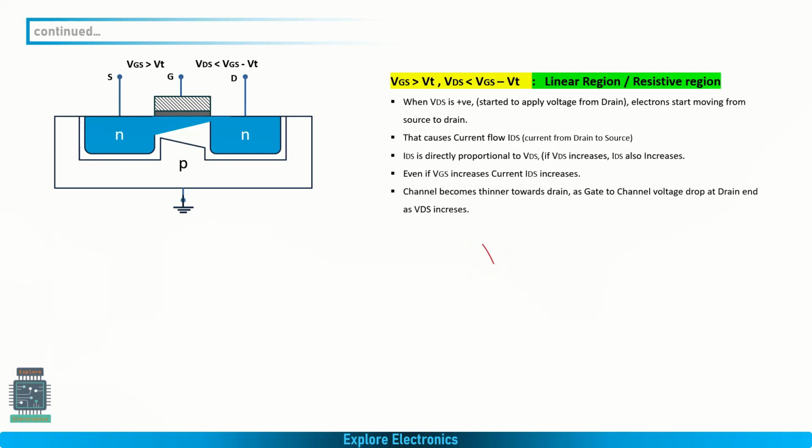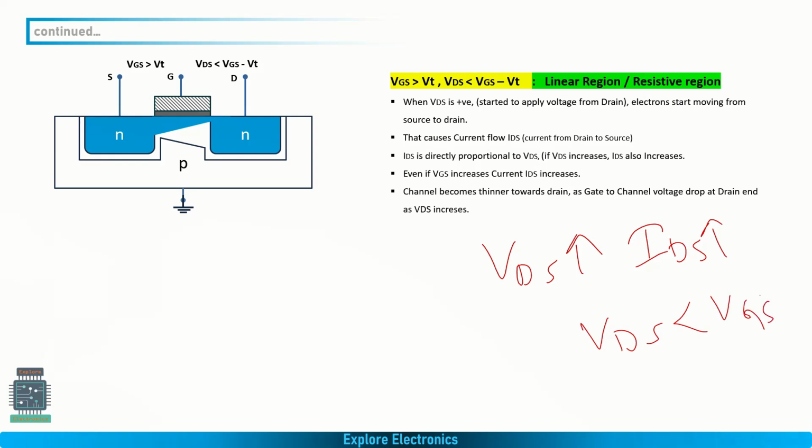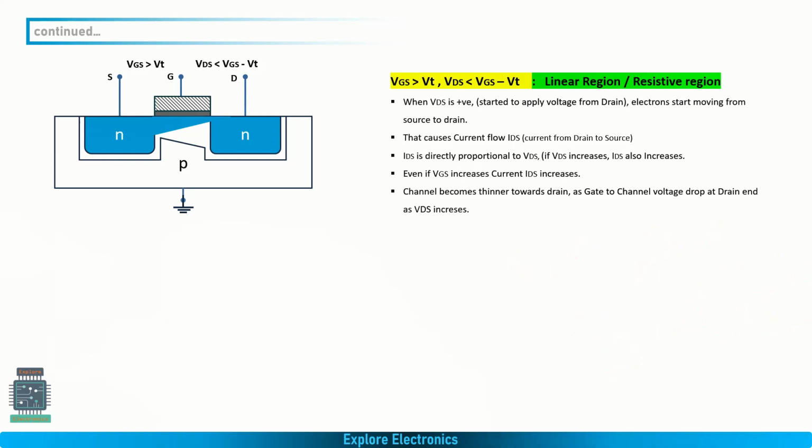And as VDS increases, obviously IDS also increases. This happens until VDS is less than VGS minus VT level. This increment happens only until the VDS we apply is less than VGS minus VT. Now we need to understand what is happening to the channel here.